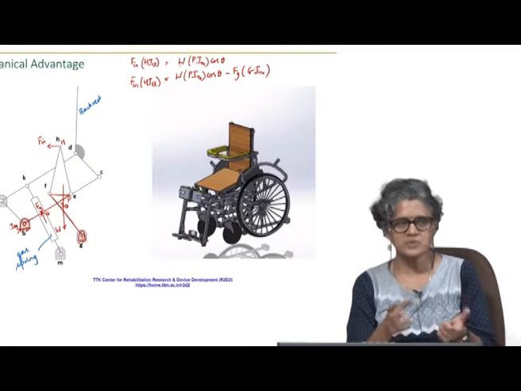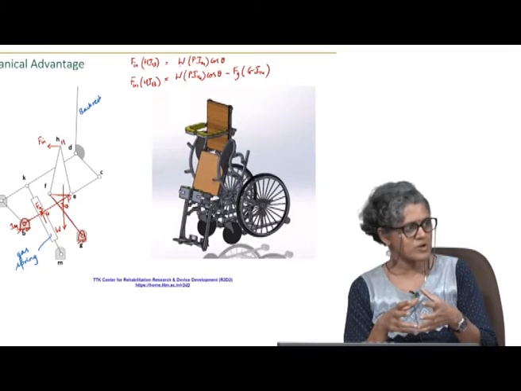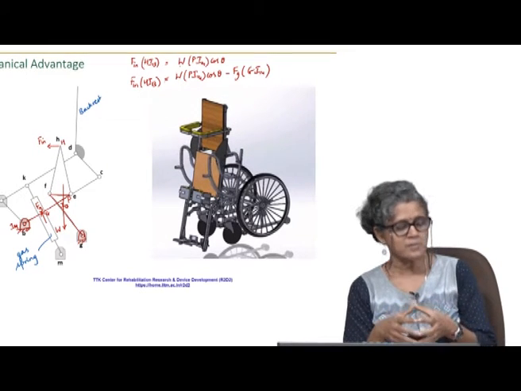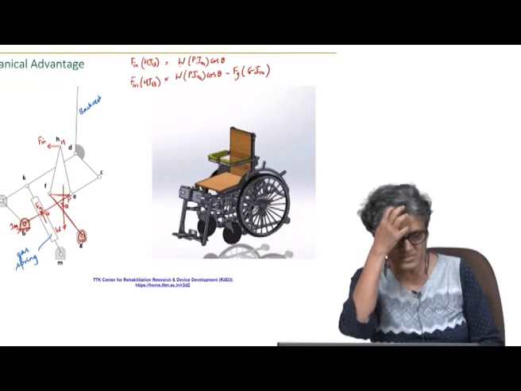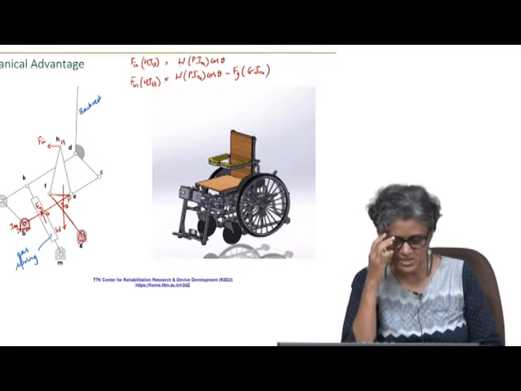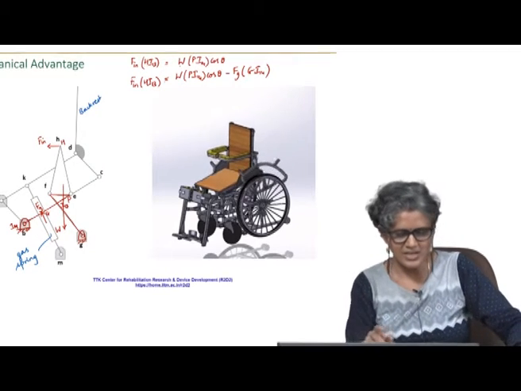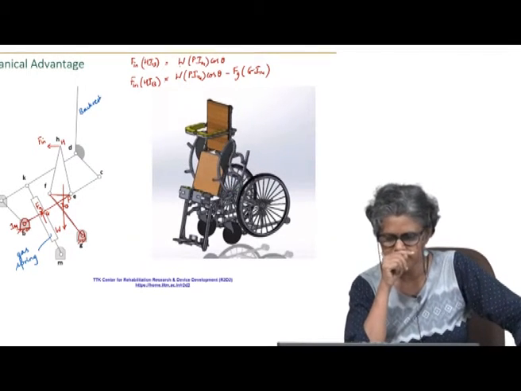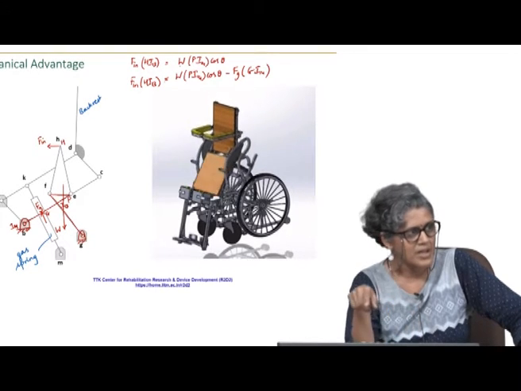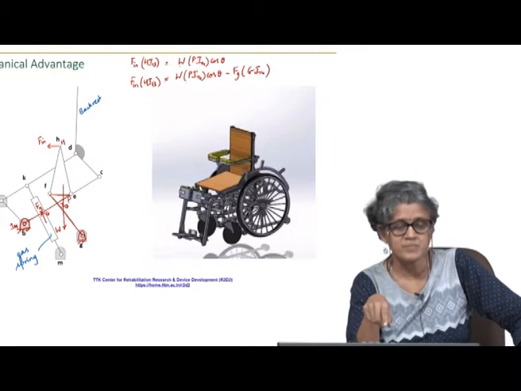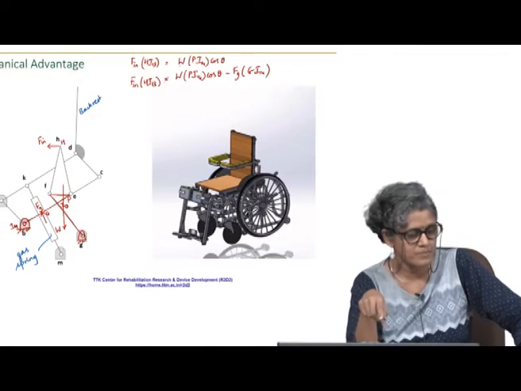So, it is not just about the mechanical advantage, but also about reducing the input torque required. We will look at spring balancing in one class, balancing in general and then specifically, but this is a good example where spring balancing has helped you reduce the input torque. Okay.